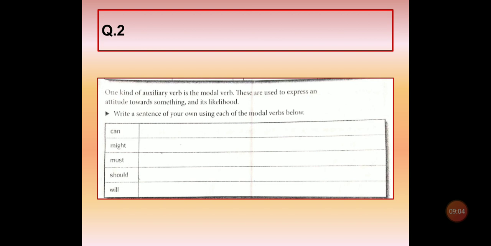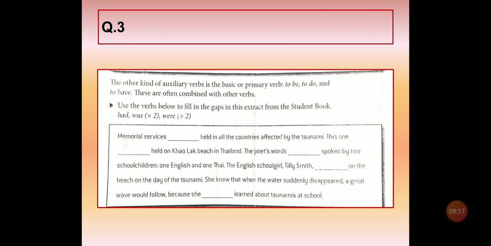Here comes question number 2. In question number 2, some modal verbs are given and you have to make sentences of these modal verbs. Here comes question number 3. As we have already read, the other kind of auxiliary verb is the basic or primary verb, that are to be, to do, and to have. And these are often combined with other verbs.